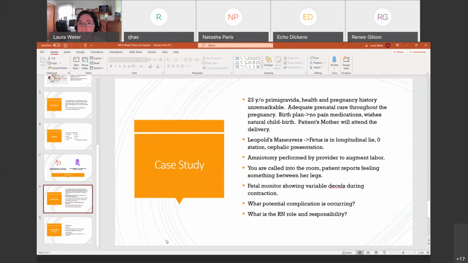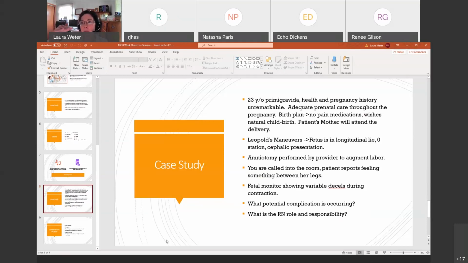Zero station. What do I mean by station? Anybody know what I mean by the station? The head hasn't descended at all yet. Not necessarily. You're on the right track. Is it how far dilated? Nope. It doesn't have anything to do with the cervix. It's only about the baby. Something like it's equal with the pelvis. It's in the right position, right in the center, not up, not down.